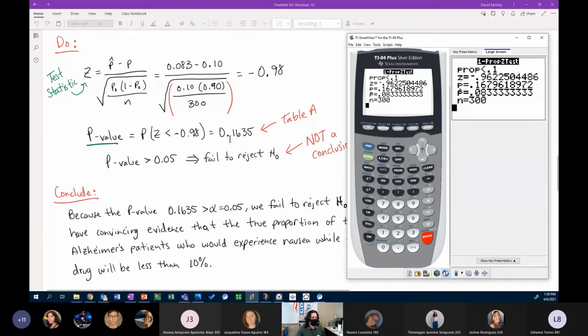I got a p-value of 0.1635, and they got 0.1679, right? Slightly different, close enough. There's not enough error here for me to get a different result, a different conclusion. So it's not concerning. When you do stuff by hand, there will be a certain amount of rounding error that will cause what you did by hand to be different than what the calculator finds. Okay, and that's okay.